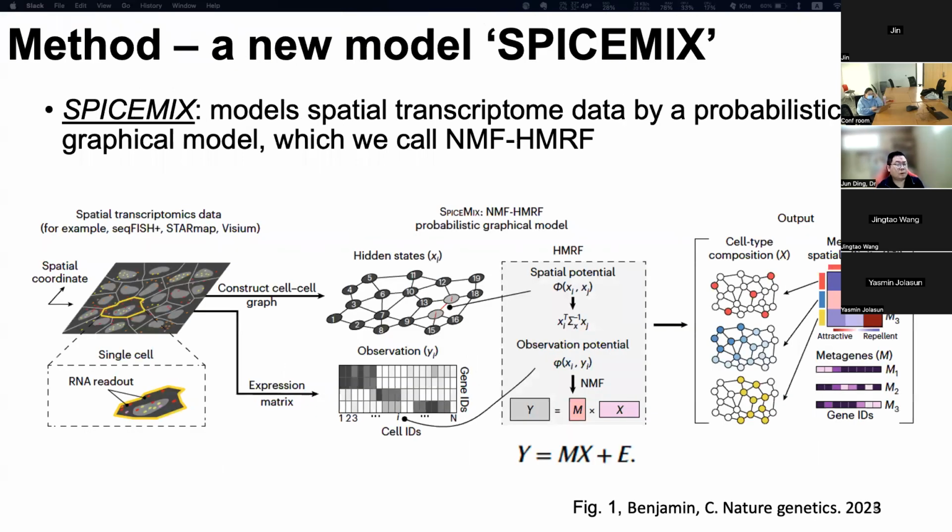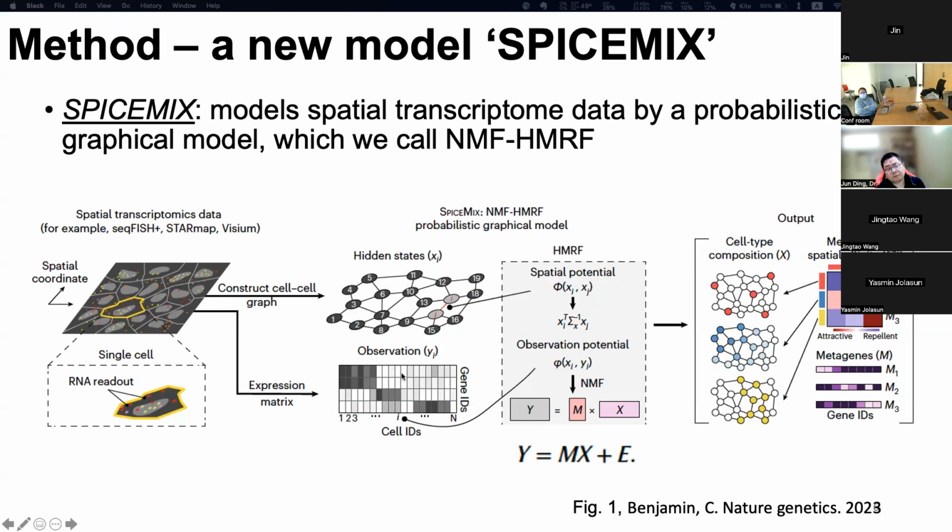Okay, so this is the overall design for SPICEMIX. This is a method based on probabilistic latent variable modeling for joint analysis of spatial information and gene expression. The first step is that the gene expression measurement and a neighborhood graph are extracted from ST data and fed into SPICEMIX. ST data can be from any different platforms like seqFISH or STARmap, Visium, or MERFISH, whatever. And SPICEMIX decomposes the expression yi.